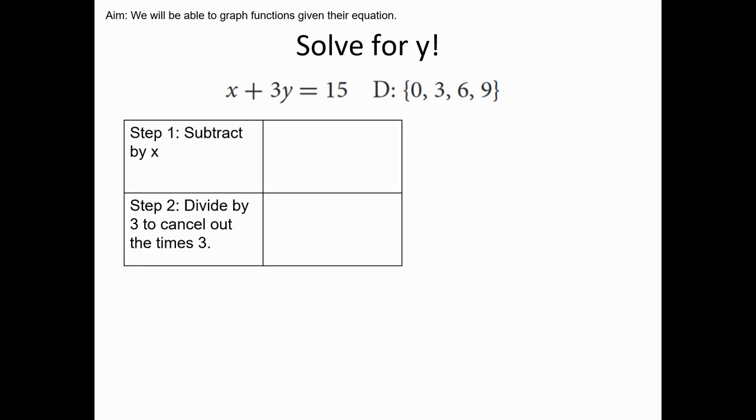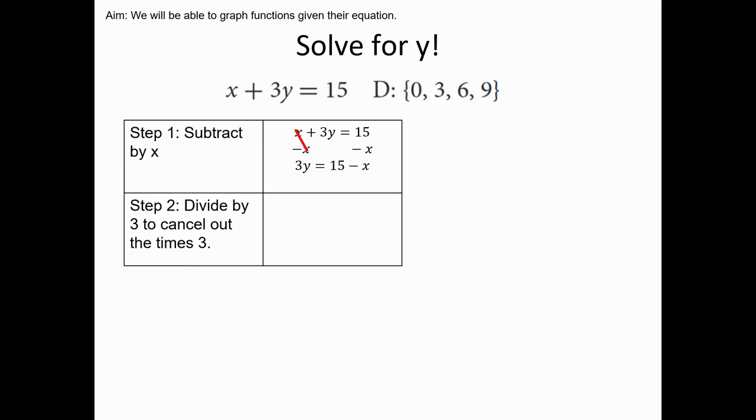So to do that, our first step is to take the equation and get rid of x. I want to move x to the other side. So if this is a normal x right here, I'm just going to subtract x on both sides, because that will cancel out with the positive x. So we get 3y equals 15 minus x.